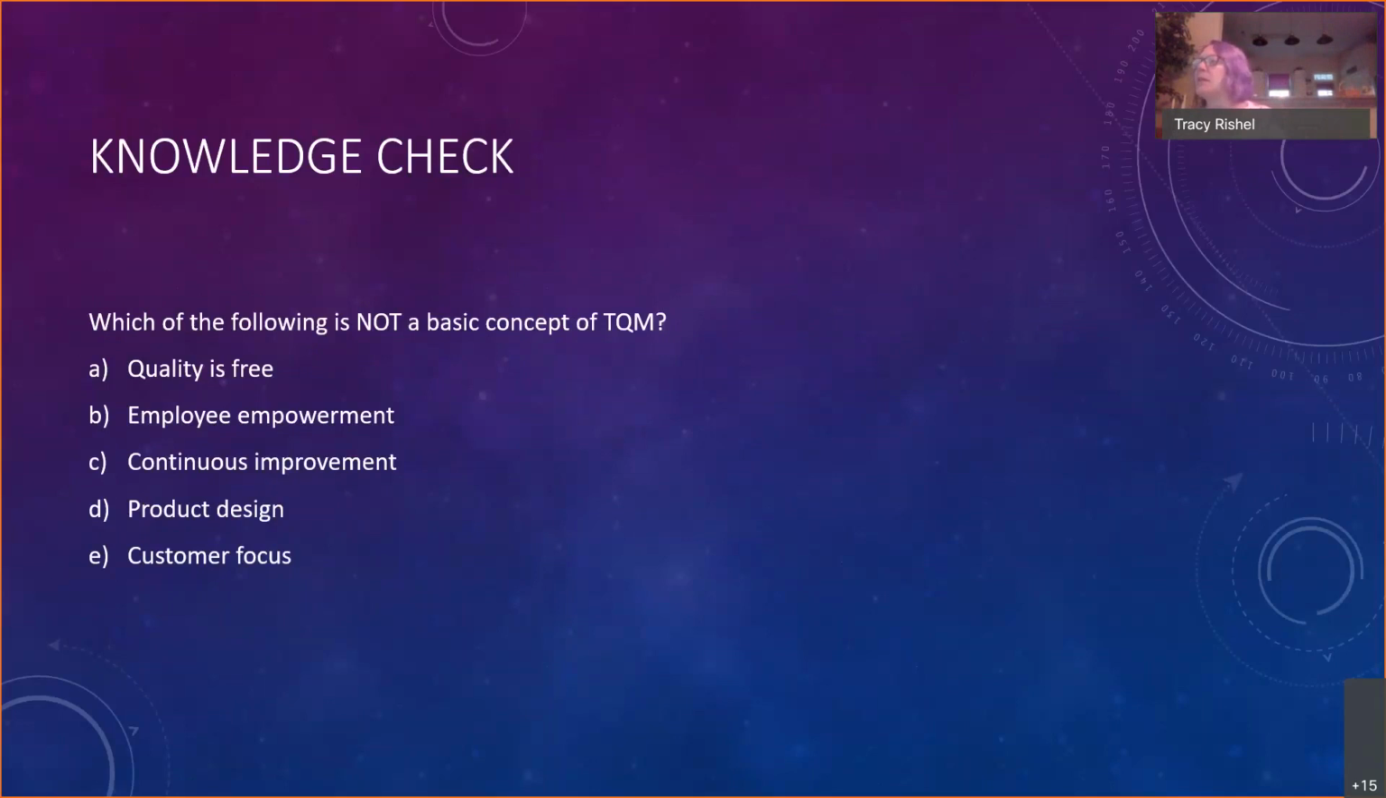All right, let's take a look at which one is not a basic concept of TQM. Quality is free. Again, that was Philip Crosby that had that concept that quality is free. I should say Crosby, sorry about that. I mispronounced his name. So quality is free is not a basic concept of TQM.